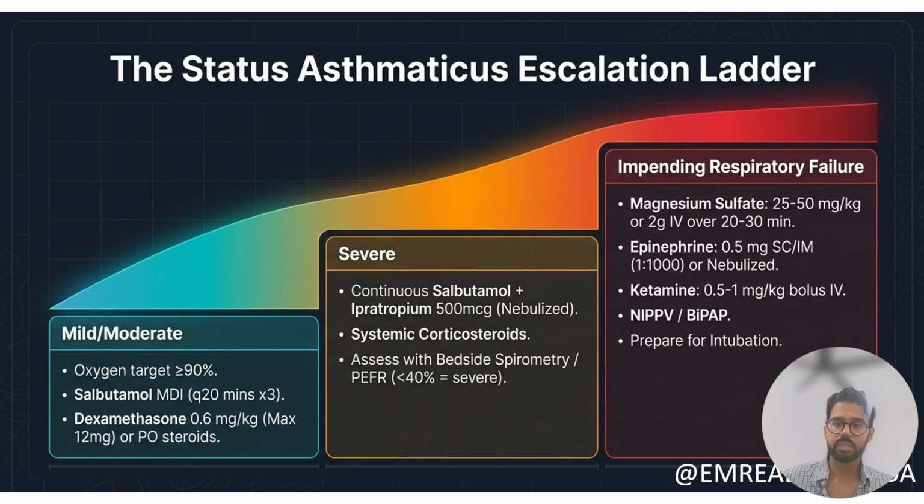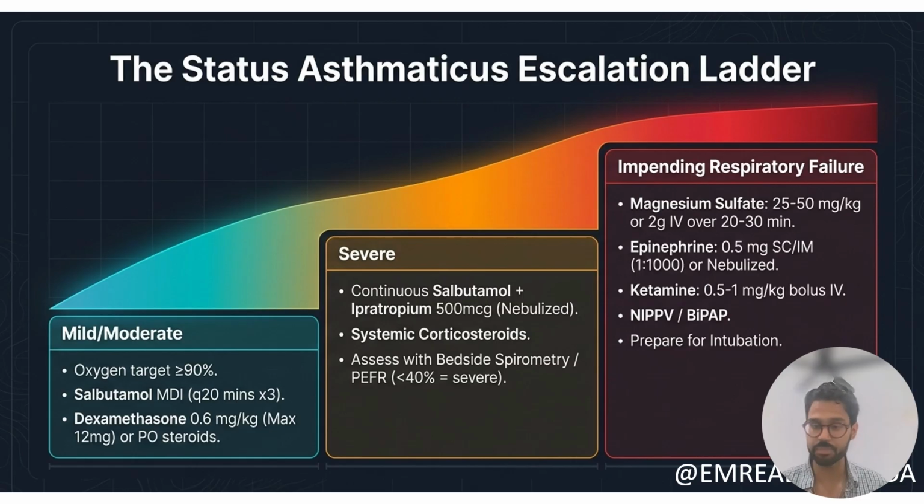Finally, we can look at impending respiratory failure. Now, in a patient with impending respiratory failure, we're going to be looking at magnesium sulfate, 25 to 50 milligrams per kilogram, or 2 grams IV over 20 to 30 minutes. Epinephrine, 0.5 milligrams sub-Q or IM. This is a 1 to 1,000 concentration, or nebulized.